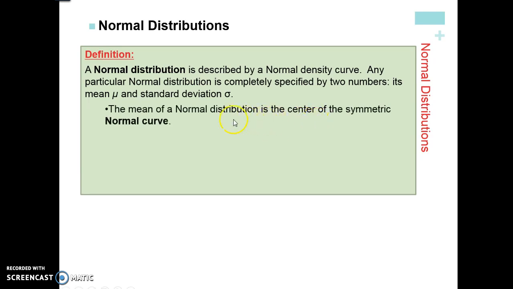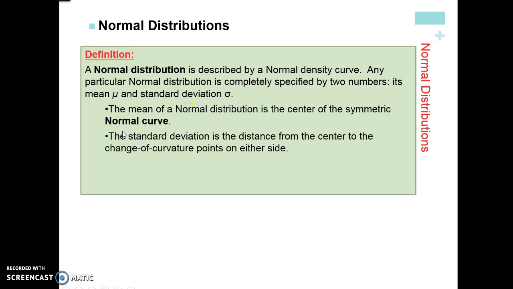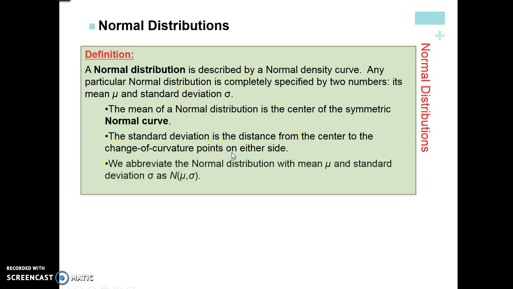The mean of the normal distribution is the center of the normal curve. Okay, so when we have a curve that is symmetric and normal, the mean is always going to be in the center. The standard deviation is the distance from the center of the curvature to points on either side. So when we talk about standard deviation, it's always going to be positive, but keep in mind when we talk about two standard deviations away from the mean, that can mean two standard deviations above or below.